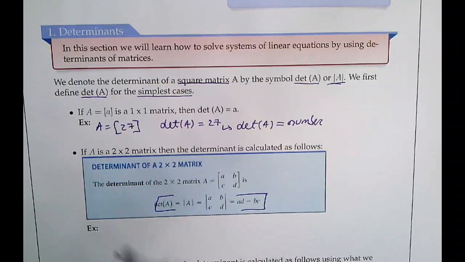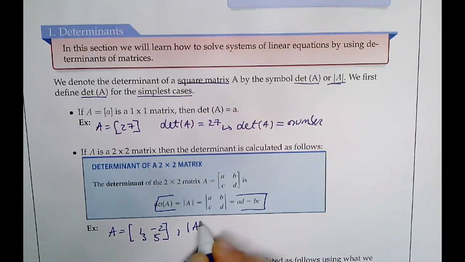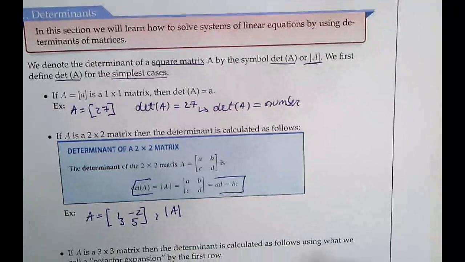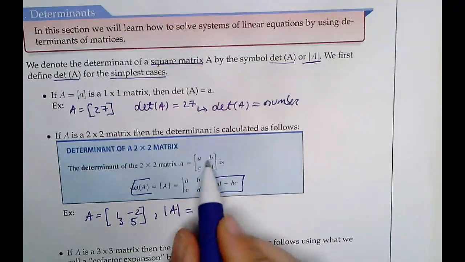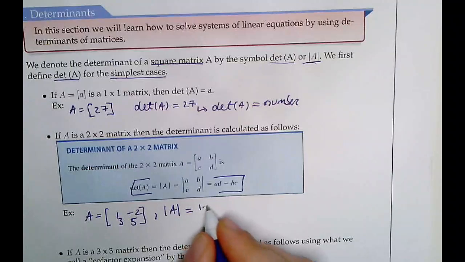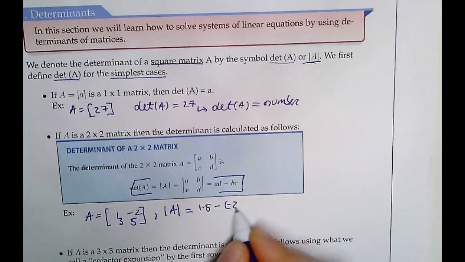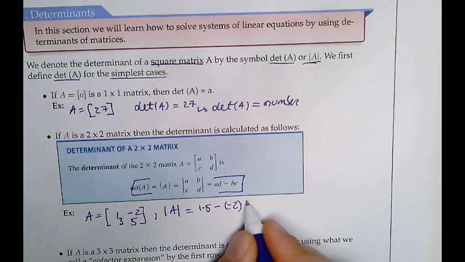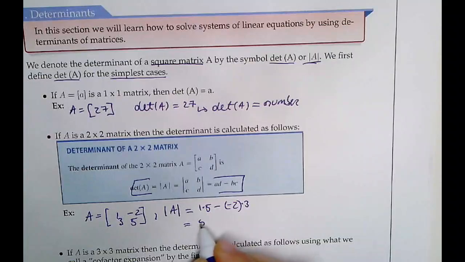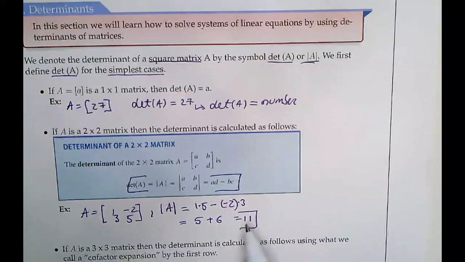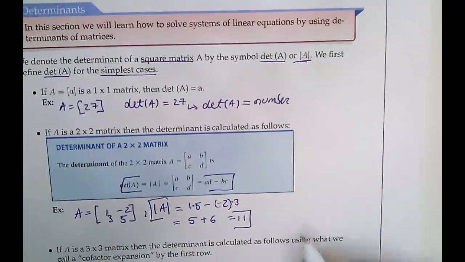All right. So for example, if I have the matrix A with entries 1, -2, 3, and 5, what's going to be the determinant of A? So let me write it like that as well, so you guys get used to both notation. So it's just going to be A times D, so 1 times 5, minus B times C. So minus B, which is -2, times C, which is 3. So this is going to be 5 plus 6, and we get 11. Again, notice that the determinant is just a value, a number.